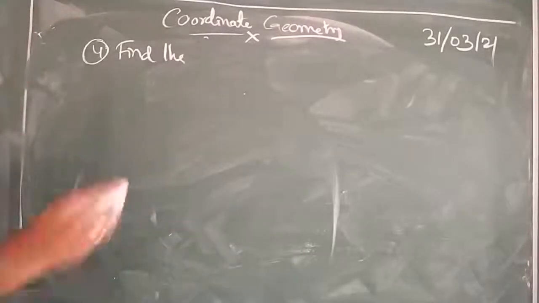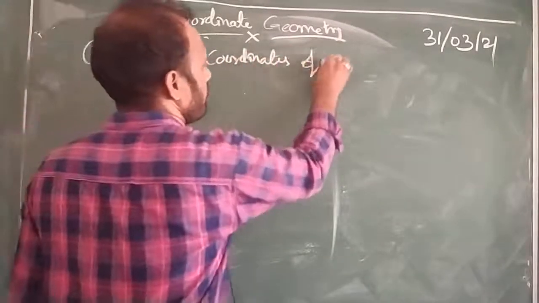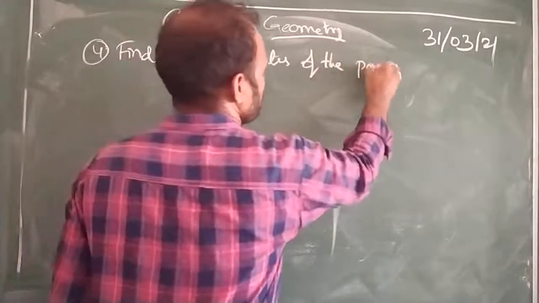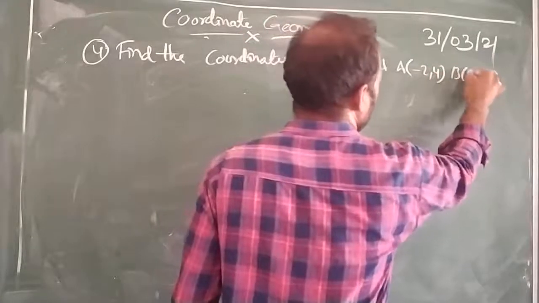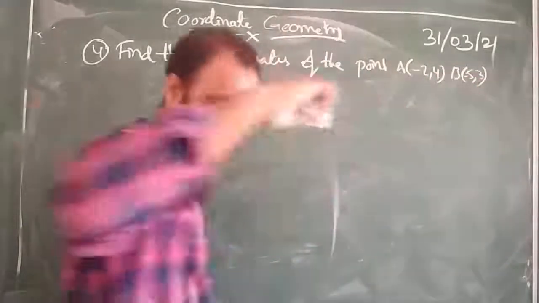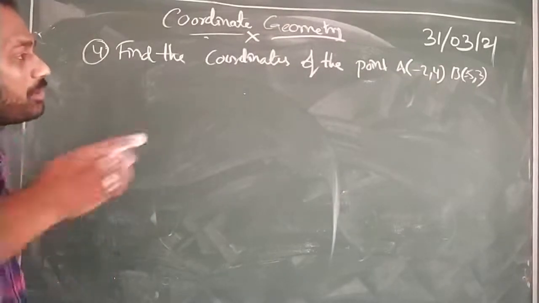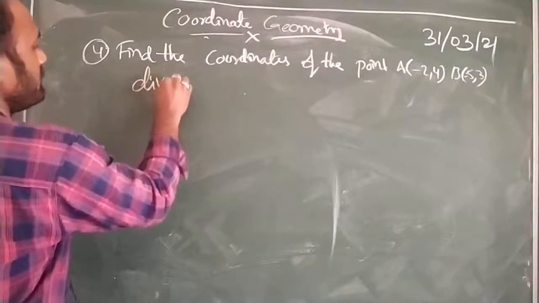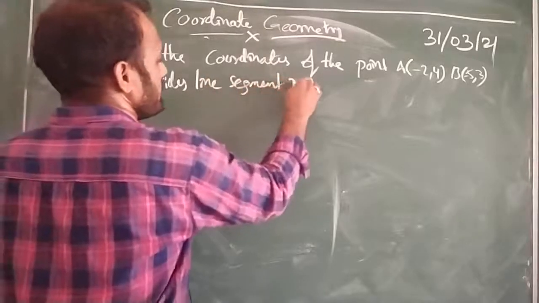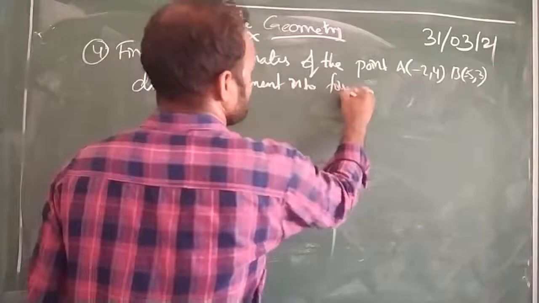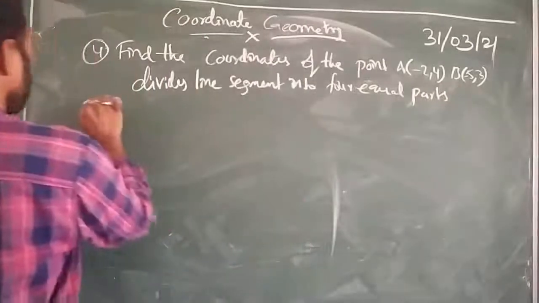Okay, find the coordinates of the points A (-2, 4) and B (-5, 3). Divide the line segment AB into 4 equal parts. Four equal parts.